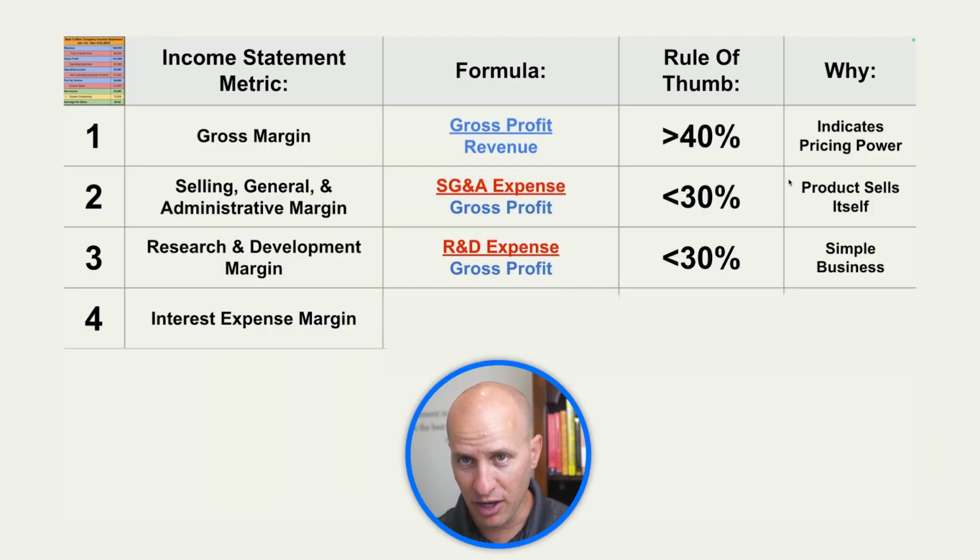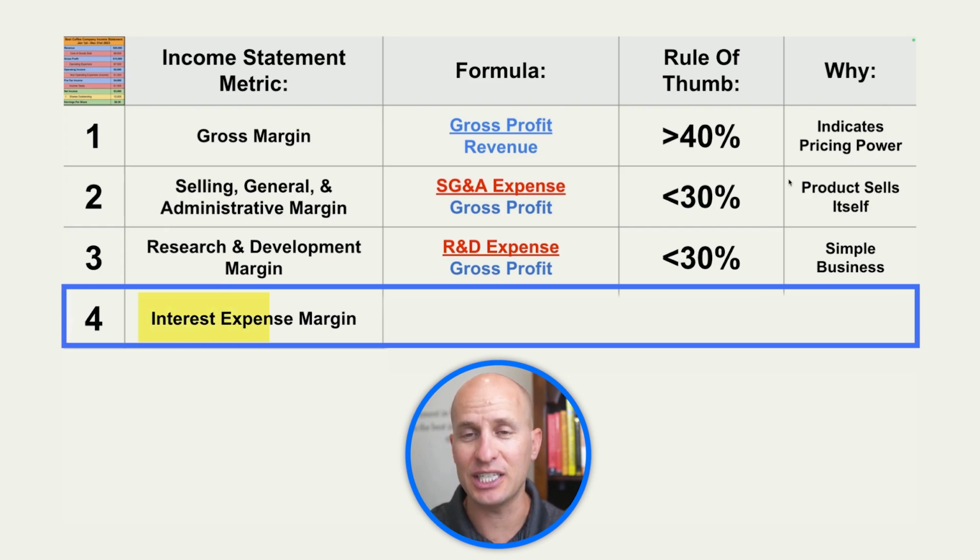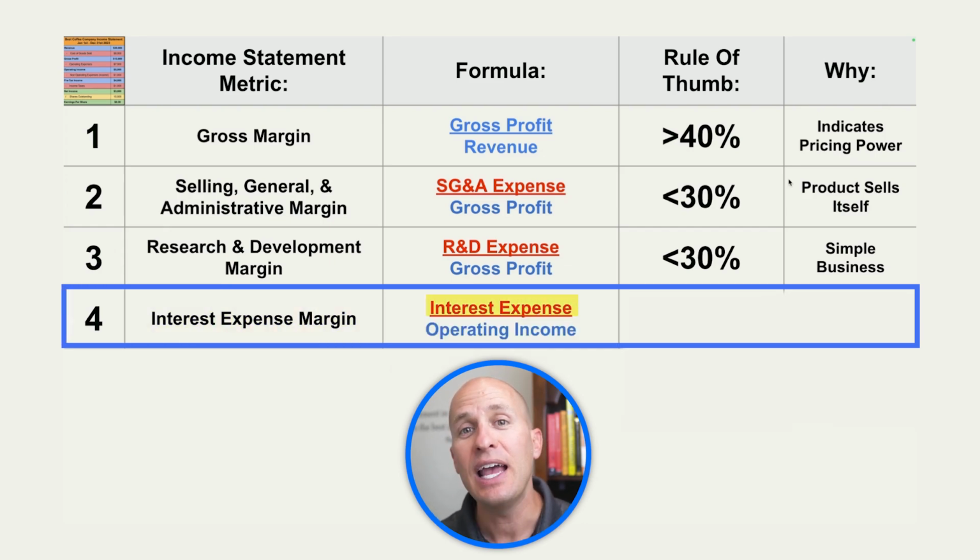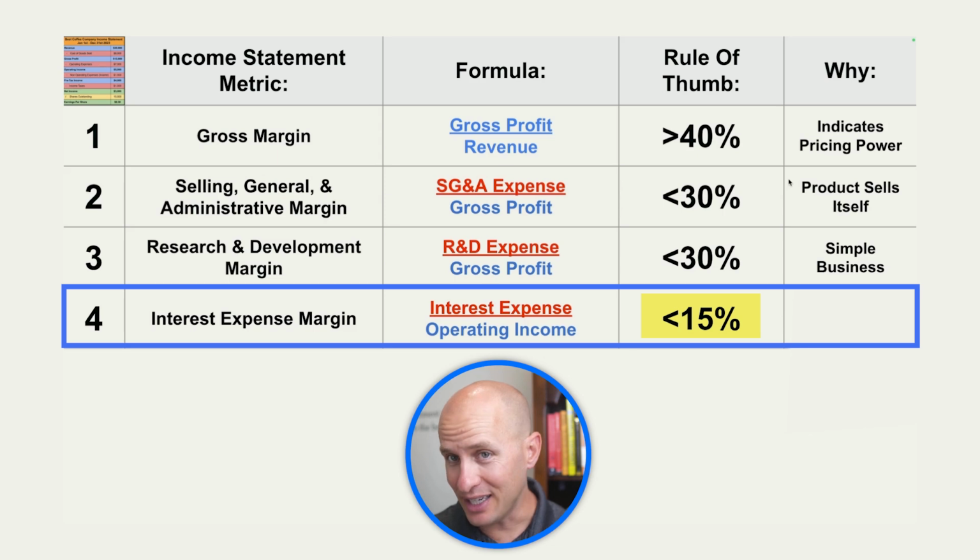Income statement rule of thumb number 4 relates to a company's interest expense margin. To find this number, we take the company's total interest expense and we now divide it by operating income. Buffett likes to see this number be well under 15%, which indicates that the company does not have a lot of debt and is likely to be financed with equity instead of debt.